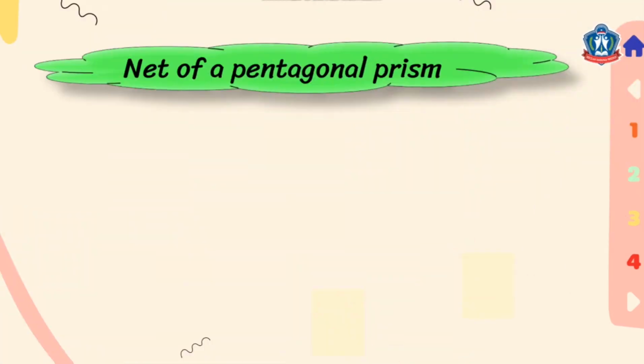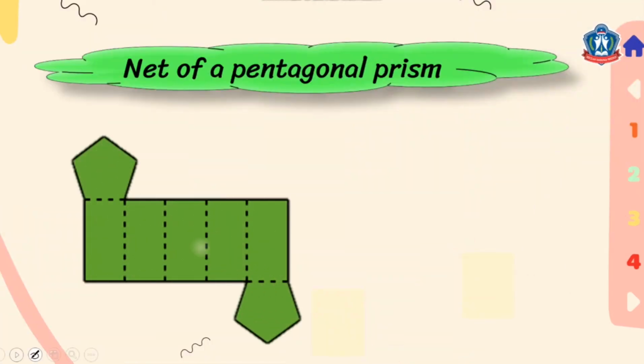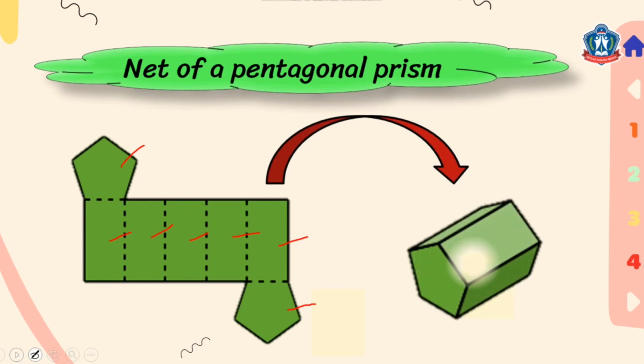Another is a net of a pentagonal prism like this. It consists of 2 pentagons on both sides and 5 rectangles in the middle. You can also use a square. So if we fold this, it will make a pentagonal prism like this.